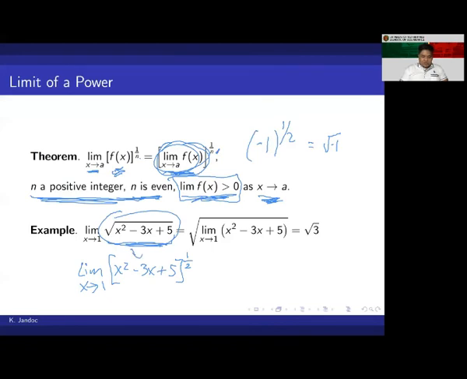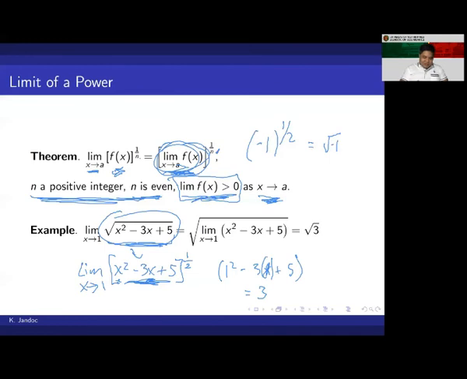So what does this theorem say? The theorem says that you can take the limit of f of x first, and let x approach 1. Since this is a polynomial, this is equal to substituting 1 for each of the x's here. So this is 1 squared minus 3 times 1 plus 5. This is equal to 5 minus 3, that's 2, plus 1 is equal to 3.